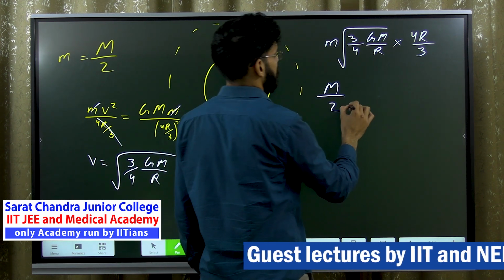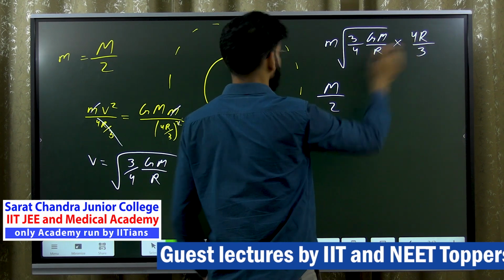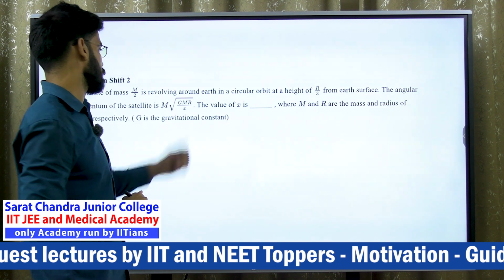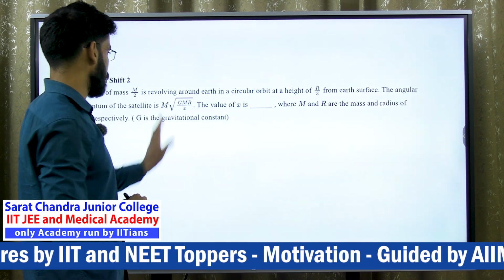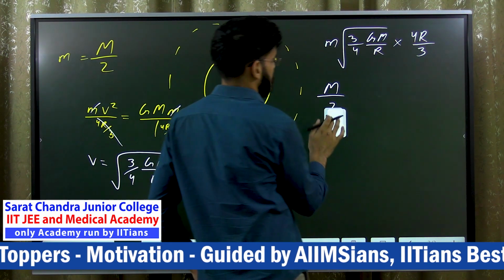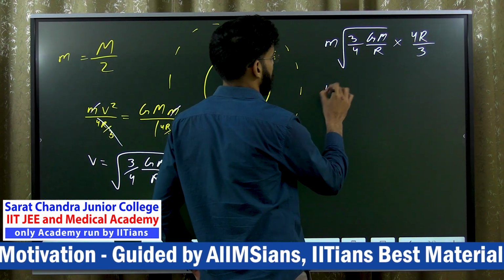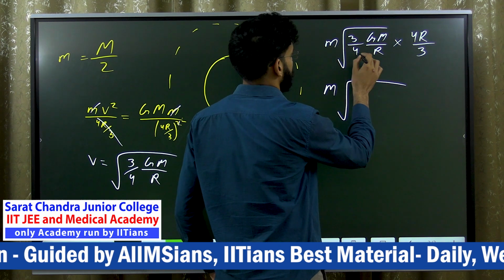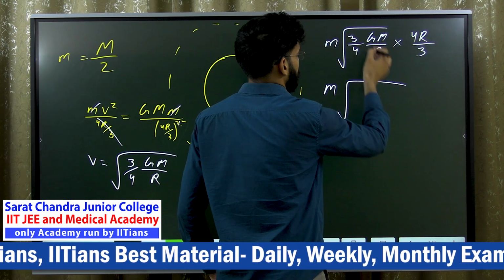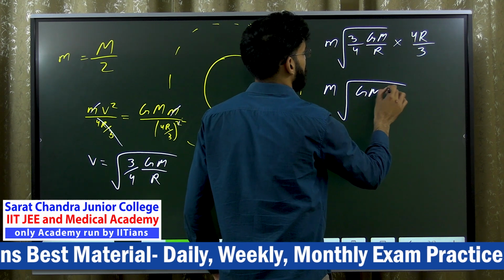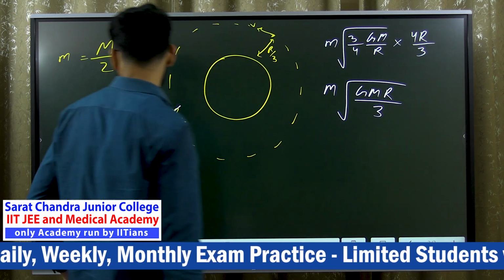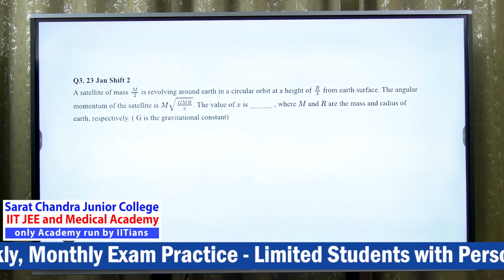Now see this 2 and this 4r by 3. If you see the answer, capital M under root GM r by x, right? So you have to take every numerical inside the under root. So you take this numerical 2 also inside, so capital M outside, and then this will become 16, and this will also come 16, so this will get cancelled out, and this will become 9, so this will get cancelled out. So GM r by 3 will remain. Okay, so your answer is 3. For this question, x will be 3.